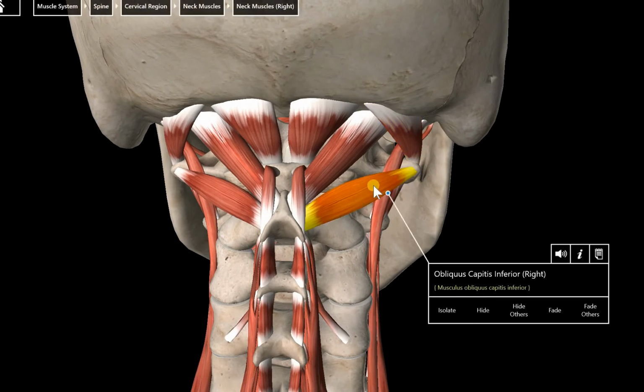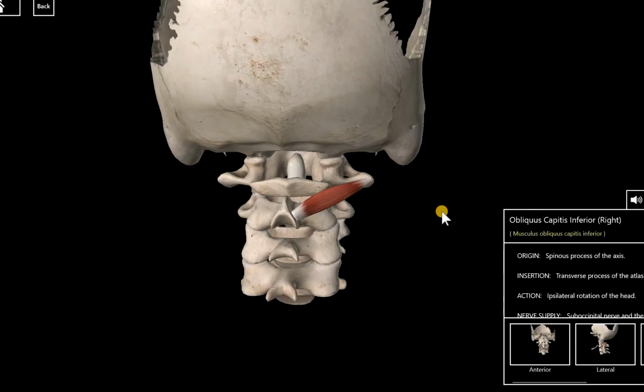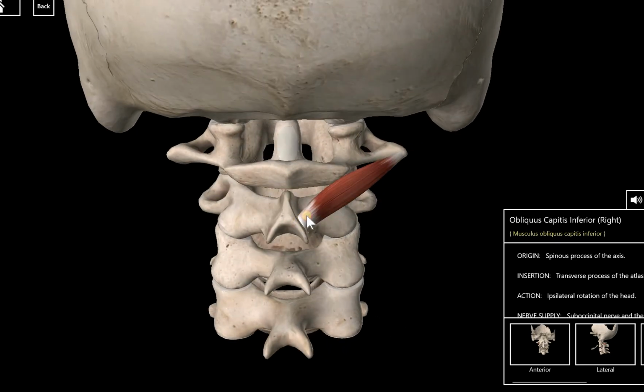The obliquus capitis inferior, if we isolate this one, has its origin on the spinous process of C2, and it goes up and inserts on the transverse process of the atlas.